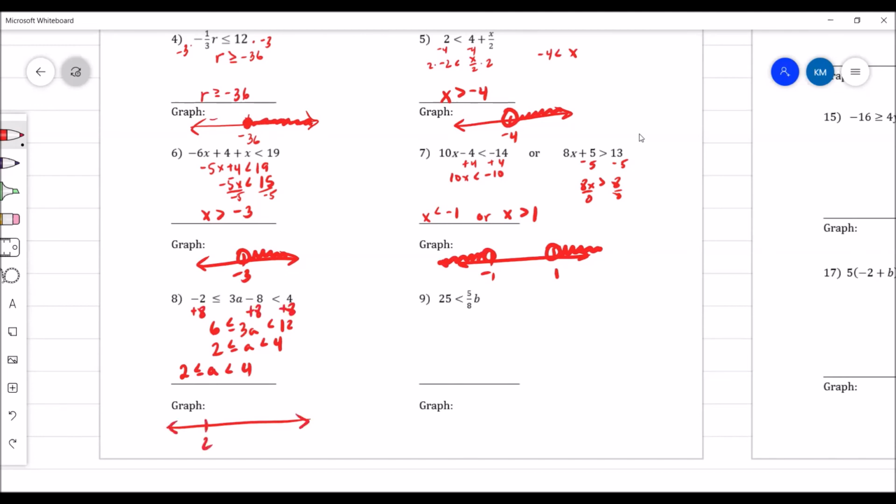I'll make sure I have my numbers right. 2 is there, 4 is there. Closed circle at 2, open circle at 4. It is an "and" compound inequality, so the things in the middle are what's shaded.